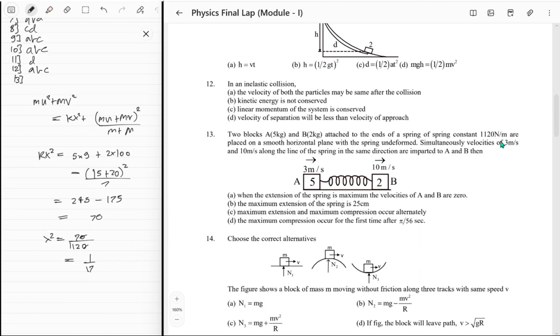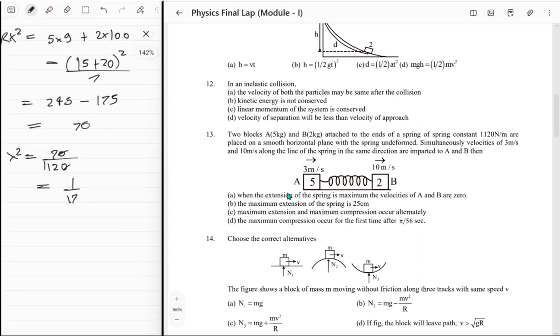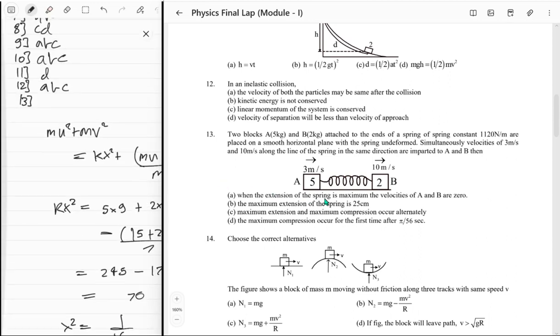No, it's not 7 times. Shit, what happened here? Okay, let's do this properly. 1 upon... so it's like 1 and then 42... oh, it's 1 upon 6. X is equal to 1 upon 4. What was I doing? Upon 16. Okay, that's the thing. So, right, that's 1 upon 4 meters, 25 centimeters. So B is actually correct.